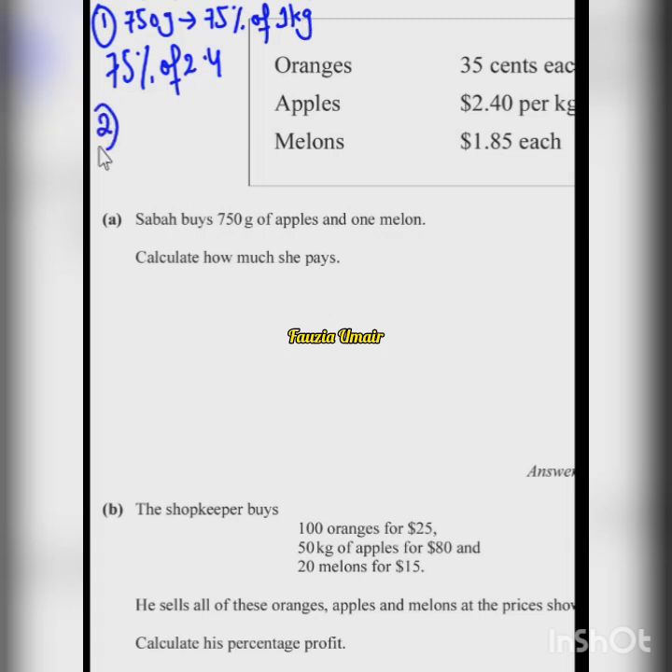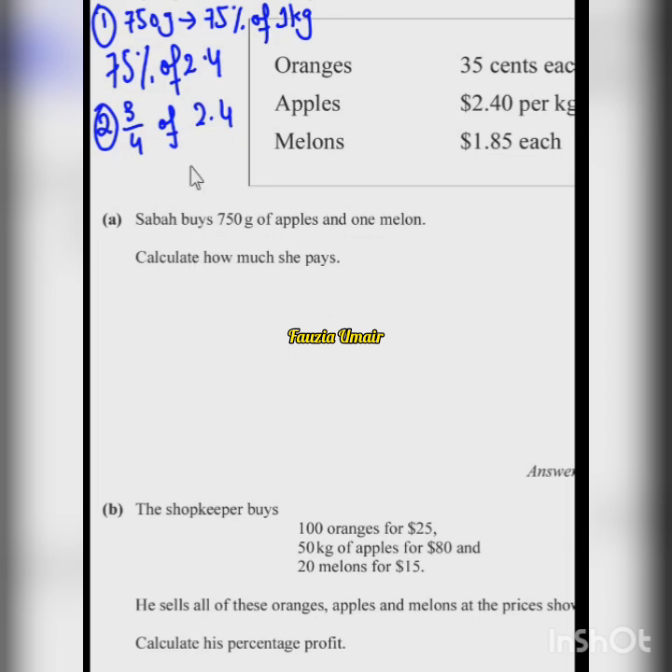That's right. Another way is we can look at this: 750 gram is basically 3/4 in fraction form. So same method, 3/4 of 2.4. That is also correct. In method 1 we have used the concept of percentage. In method 2 we are using the concept of fractions.